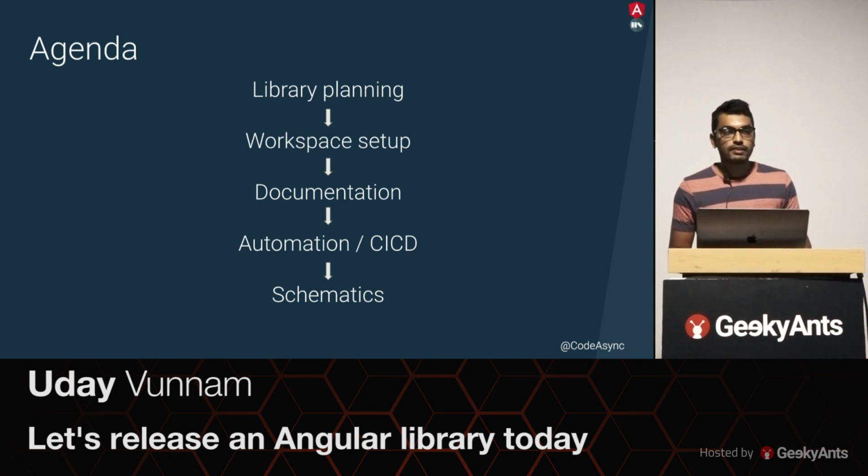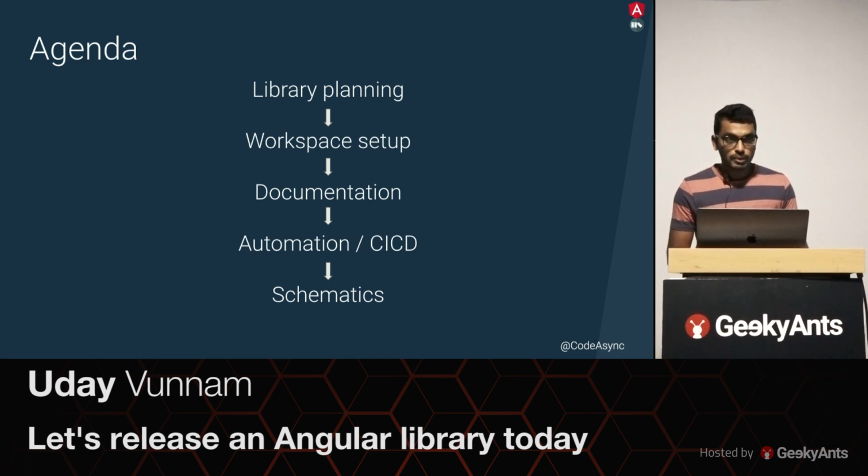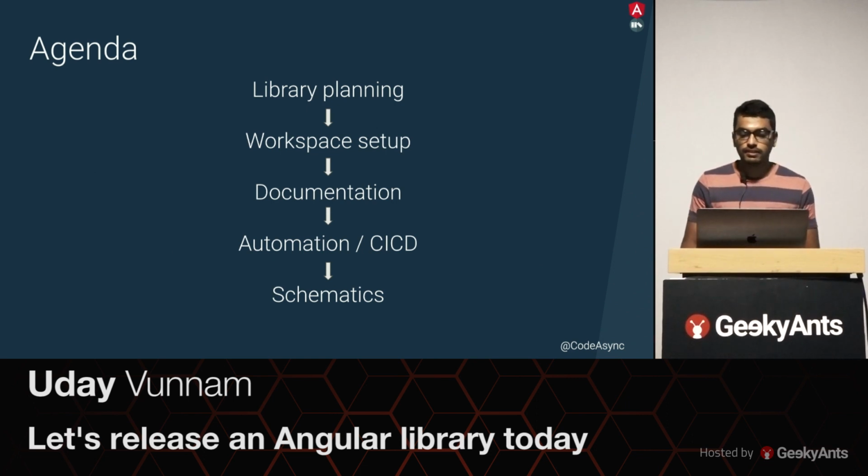So the agenda is library planning: how and why you need to think about an Angular library, and setting up your local workspace specific to an Angular library. When you want to create a library along with a demo app, you need to do a few things, so we'll see that. Then documentation, which I don't have to say much about. Everybody needs good documentation in order for a library to be usable, right? And then automation and CI/CD, we'll see what it is, and finally the bonus topic, schematics.